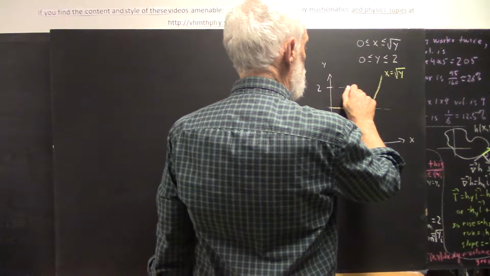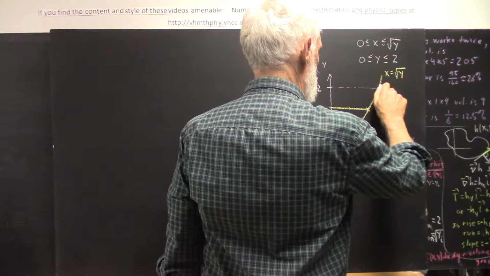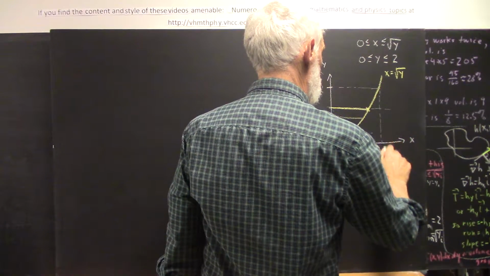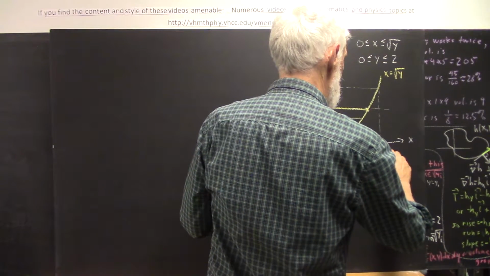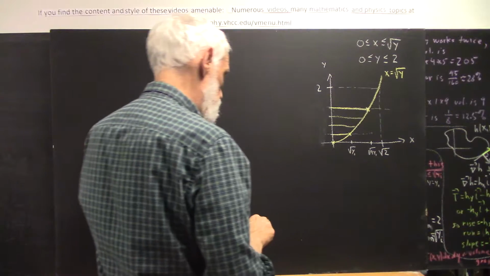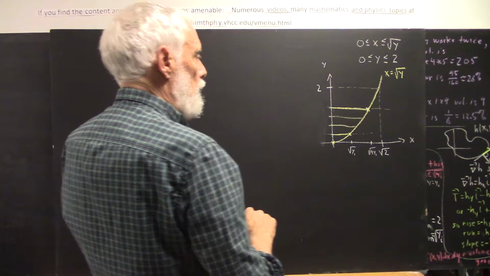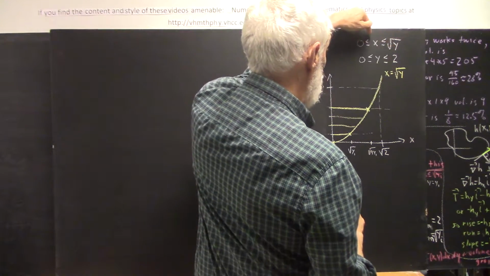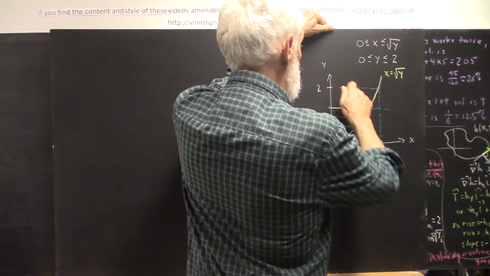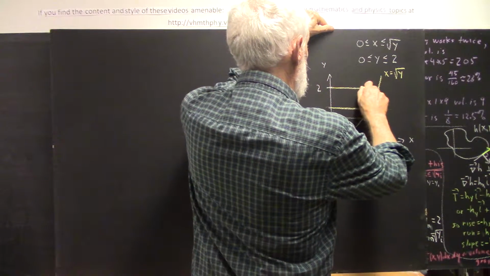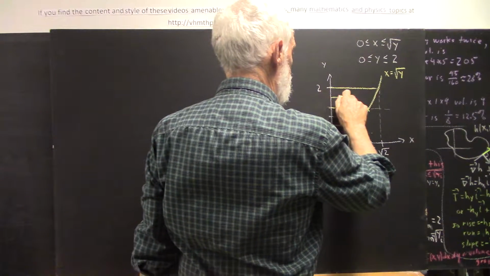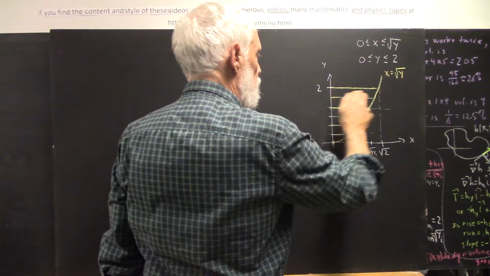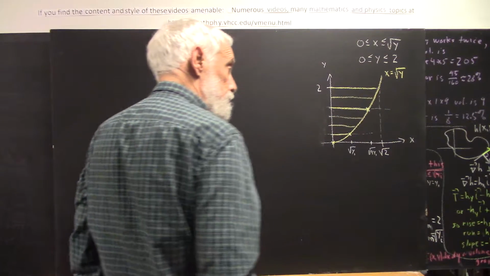And that's going to allow us to go out here to x equals the square root of y, which is the square root of 2. And when y equals 2, x goes from 0 up to the square root of y. That's from 0 to the square root of 2. Okay, well, for any y, x is going to go from here to here.